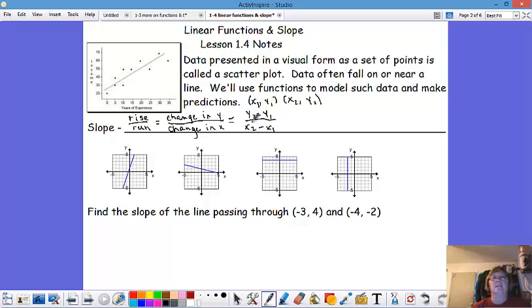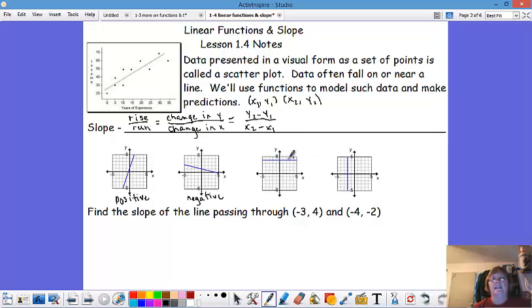Slope is rise over run, and really what it measures is how much y changes as x changes. There are 4 types of slope that we've learned about before. This line is increasing as you read from left to right. That means it has a positive slope. In this graph, our line is falling as you go from left to right, and that means it has a negative slope.